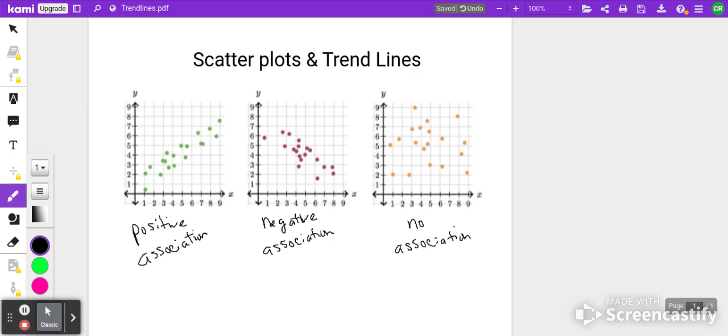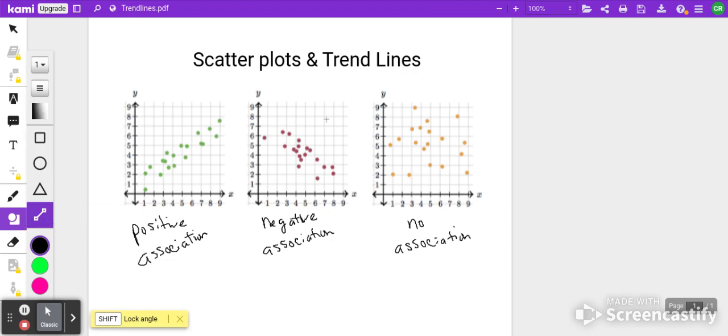Now we need to talk about trend lines. I'm not going to lie, I'm not too great at trend lines. I think it's because of my eyes. I'm not good at seeing the middle of things, and I've never been good at that. But we're going to draw a trend line.